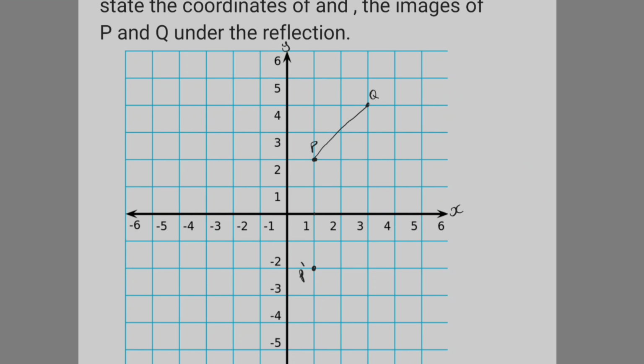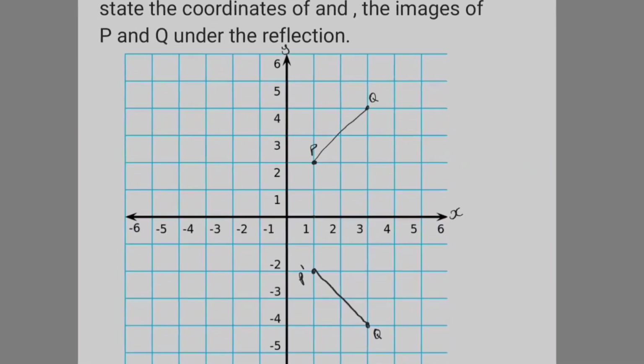We do the same thing for point Q. We count down to the x-axis, which is the mirror line. So we count 1, 2, 3, 4. Because we counted 4 times in, we count 4 times out. So this would be 1, 2, 3, 4 from the mirror line. That would be here, and this would be Q prime. Then we connect the point P prime and Q prime, and this will be the reflection of PQ about the x-axis. And that is as simple as that.